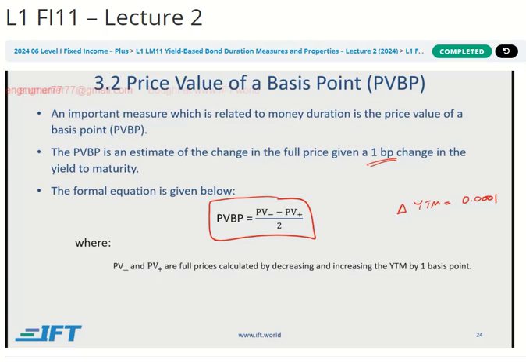And then because you're shocking it 1 basis point up and 1 basis point down, but you want the price change for 1 basis point, the change that you would have gotten will be for 2 basis points. So you divide it by 2, right? This change is actually for 2 basis points because you're going 1 up and 1 down. So you take that and you divide it by 2 so that you get the price change for 1. But there's a simpler way of doing it.